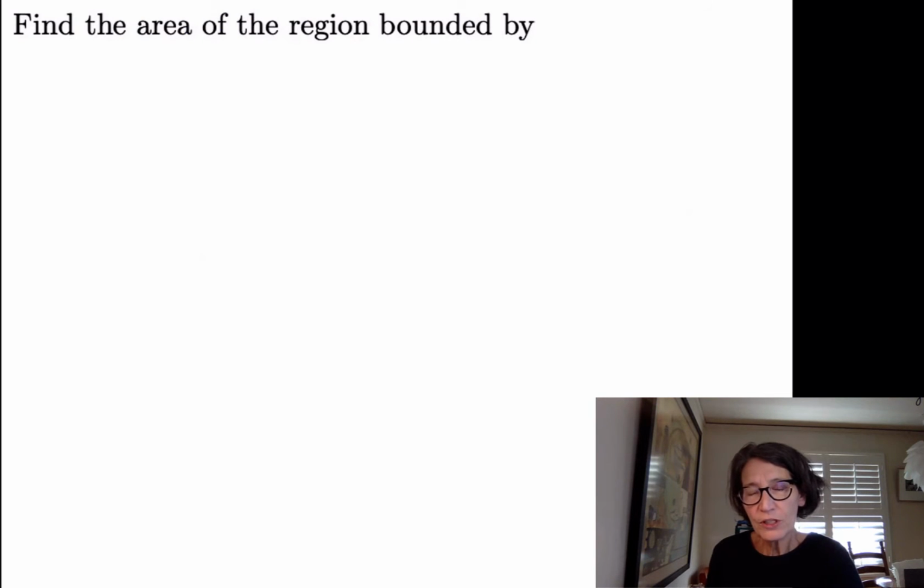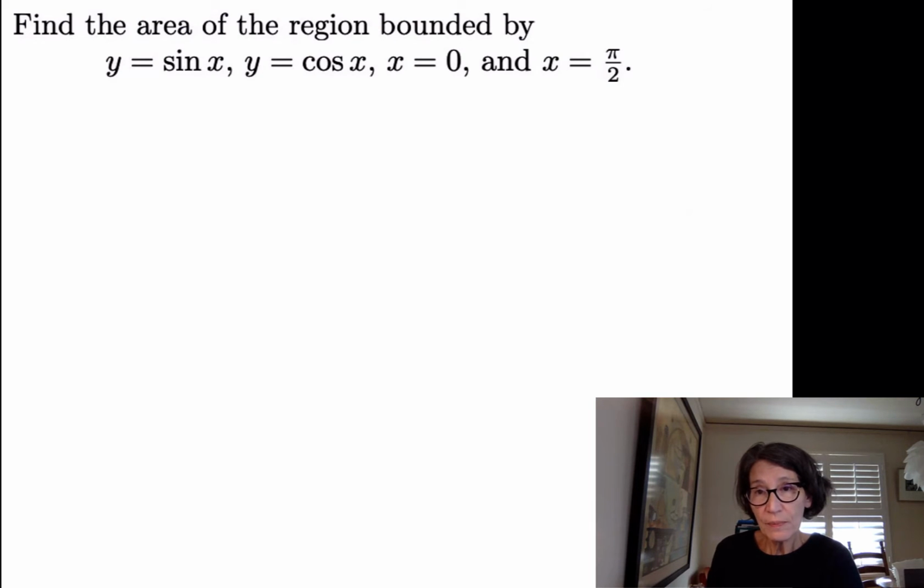In this video, we're going to use definite integrals to compute the area of a region bounded by multiple curves. So in this example, we're going to find the area of the region bounded by four curves: y equals sine of x, y equals cosine of x, x equals 0, and x equals pi over 2. So the first thing we always need to do is sketch the region.